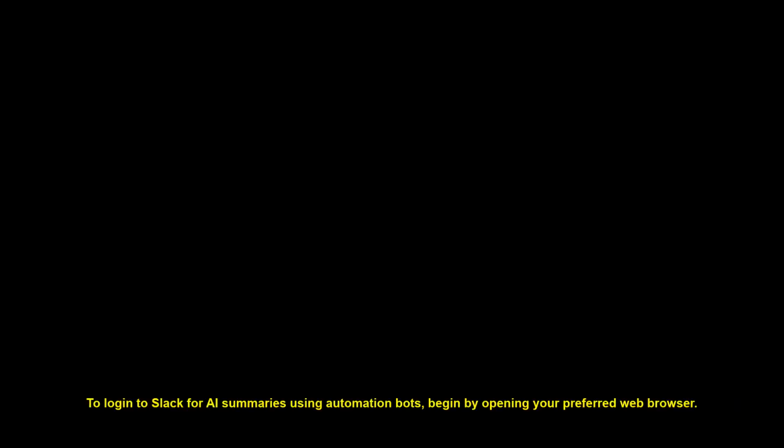To log into Slack for AI summaries using automation bots, begin by opening your preferred web browser. Navigate to the Slack login page by entering the URL slack.com. In the top right corner, click on the Sign In button. Enter your work email address associated with your Slack account.